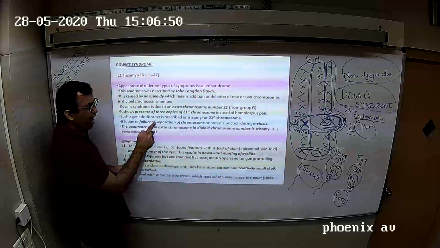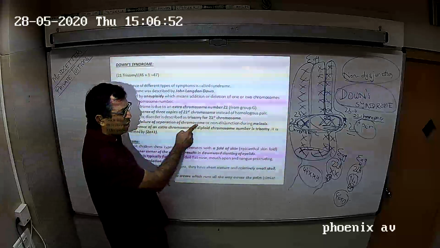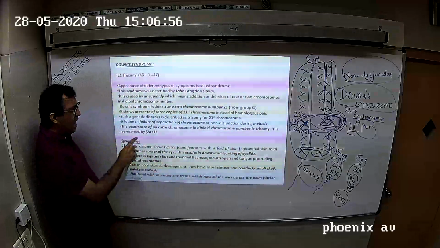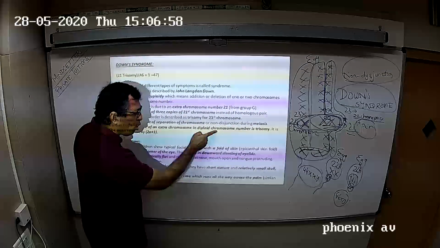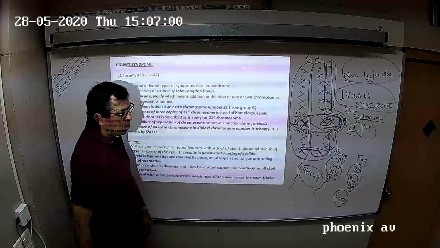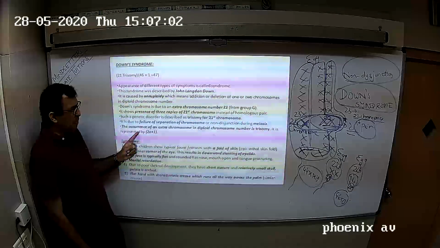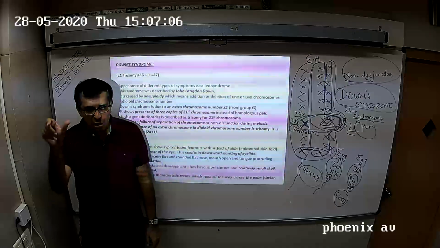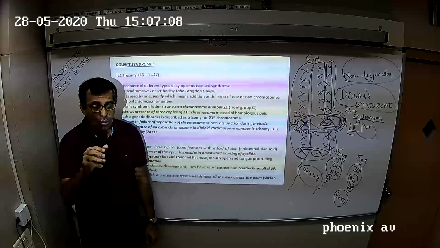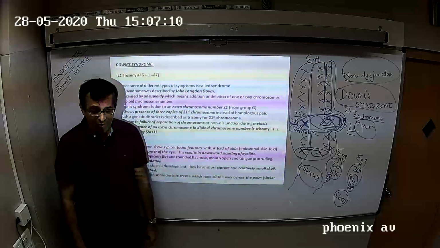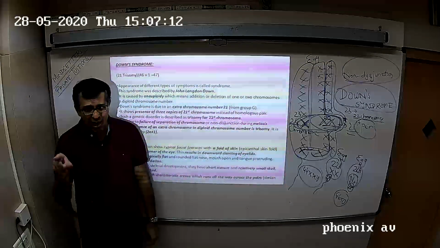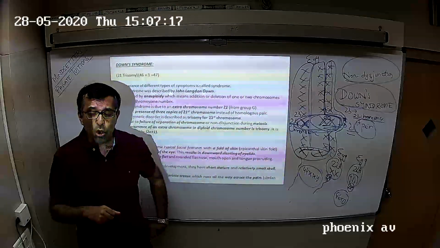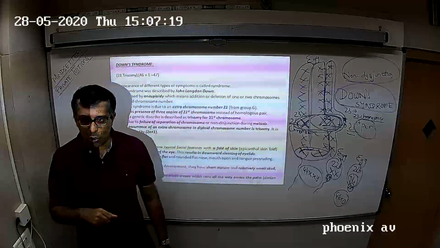It is due to failure of separation of 21st chromosome, or non-disjunction, during meiosis, and occurrence of an extra chromosome in the diploid chromosome number is called trisomy, which is represented by 2n plus 1. What is 2n? 46 plus 1. So how many chromosomes are there? 47. Instead of 46, we have 47, which is the extra chromosome. 21st autosome is the extra chromosome.